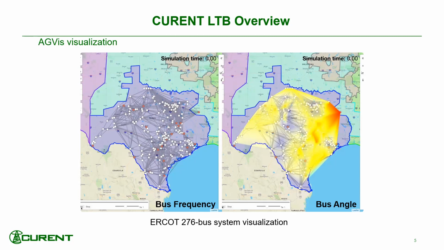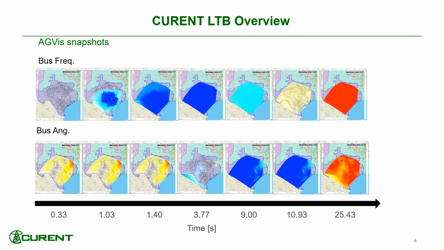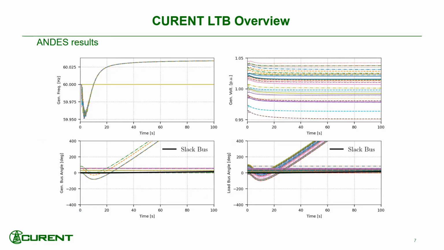Okay, then I'll continue. Here I grabbed some screen snapshots from the aggregates. On the top line is the bus frequency, and on the bottom line is the bus angle. We can see that the frequency dropped first and then increased. Similarly, the bus angle also dropped first, but then increased. Then we can dive into the ends to have a more detailed analysis.